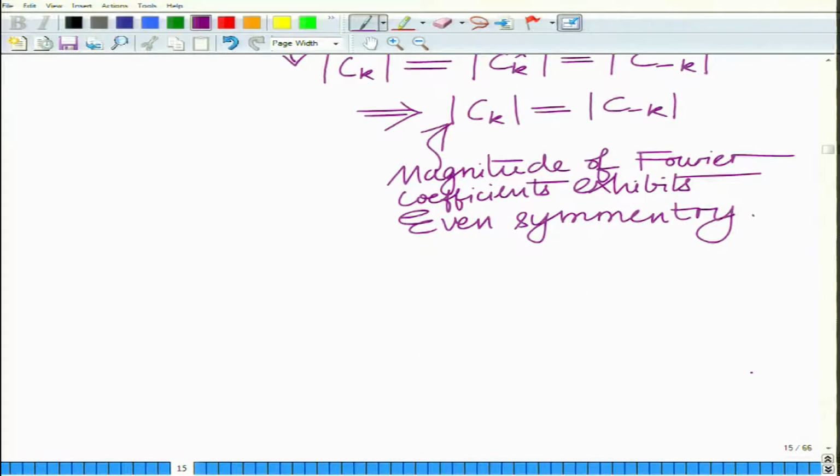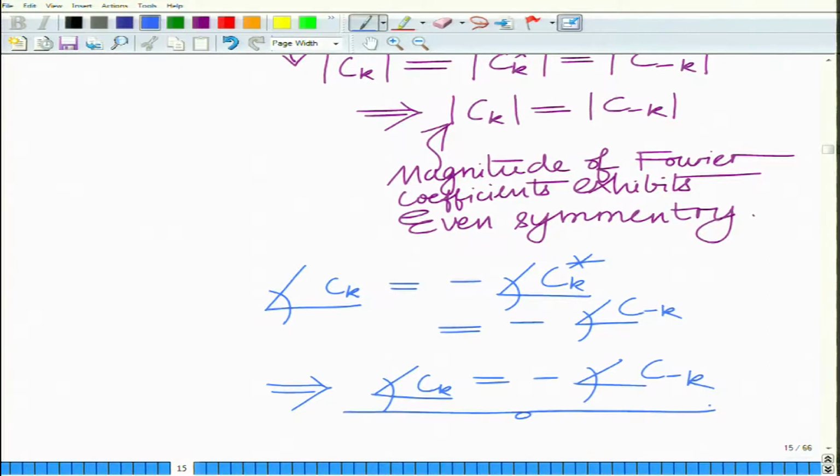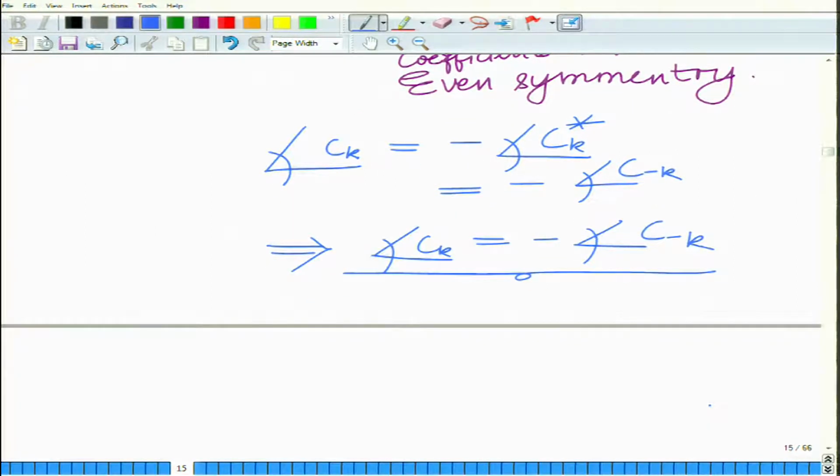And similarly, if you look at the phase spectrum, the angle of Ck equals minus the angle of Ck conjugate, and Ck conjugate equals C minus k. So, this is minus the angle of C minus k, which implies the phase angle of Ck equals minus the angle of C minus k. So, the phase spectrum, that is what we mean by that, is the phase of the spectral coefficients.